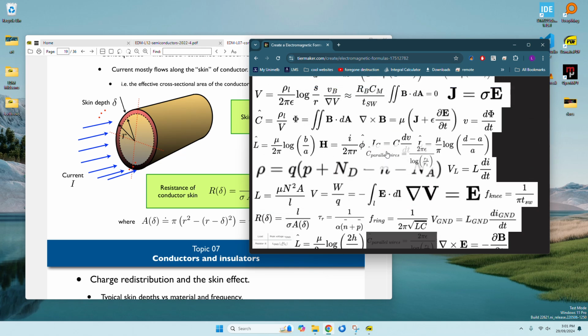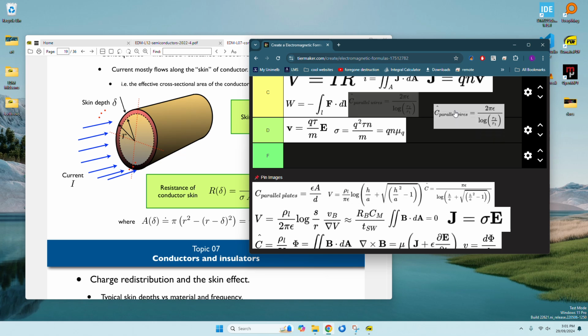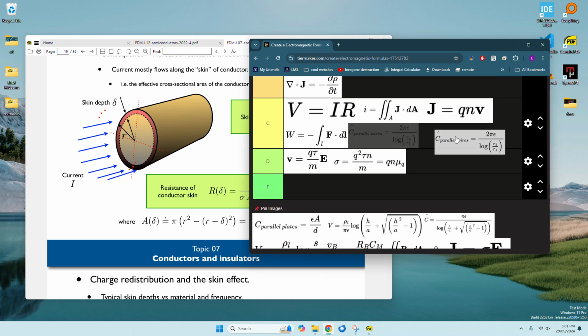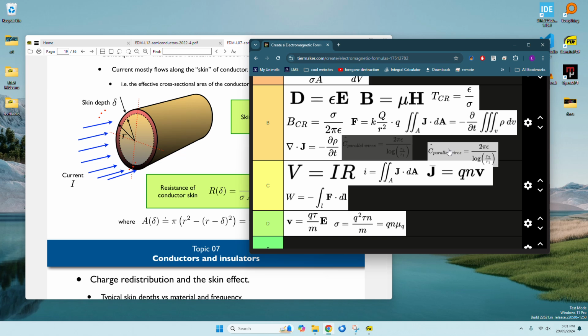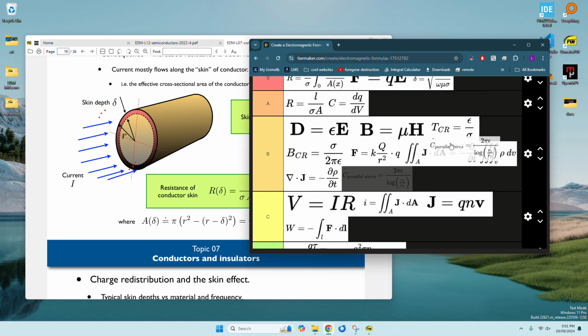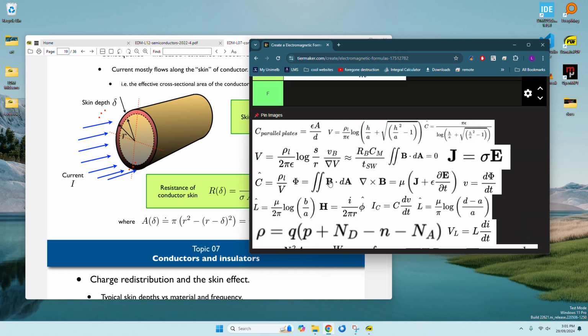Here we go. Capacitance in parallel wires per unit length. That's what that hat's for. You'll see that crop up a couple times. That is the capacitance between them. Obviously, it depends on epsilon, which is the permittivity. Yeah, we'll go C. Oh, B. I mean, yeah, B will do.